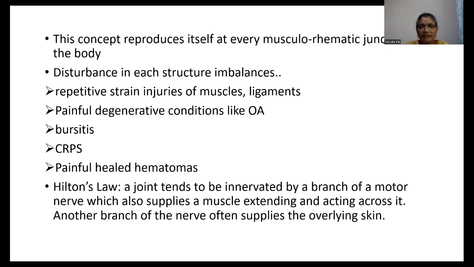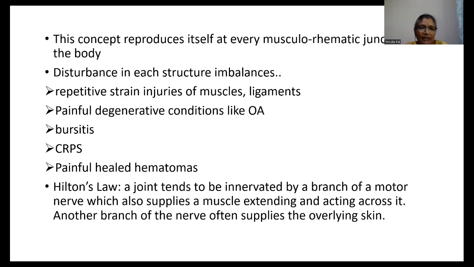Well, evolution has given that architecture, but it was left to Hilton, the scientist, to give us that rule linking all these structures. What Hilton's law states is that a joint in the body tends to be innervated by a branch of a motor nerve, which also supplies a muscle extending and acting across it. Let us take the knee joint. The knee joint is innervated by the branch of a motor nerve, let's say the muscular branches of the femoral nerve.